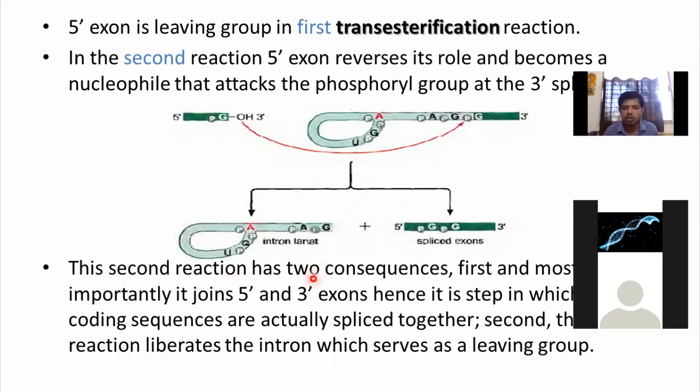In the second reaction, there are two successive consequences. First and most importantly, it joins the 5' and 3' exons. Hence, it is the step in which the coding sequences are actually joined or spliced together. In the second step, it will release the intron, which serves as the leaving group. So that's why I already told you that in the first step the 5' exon was the leaving group, and in the second step the intron serves as the leaving group. So the intron will leave from this area. That's why it is called the leaving group.